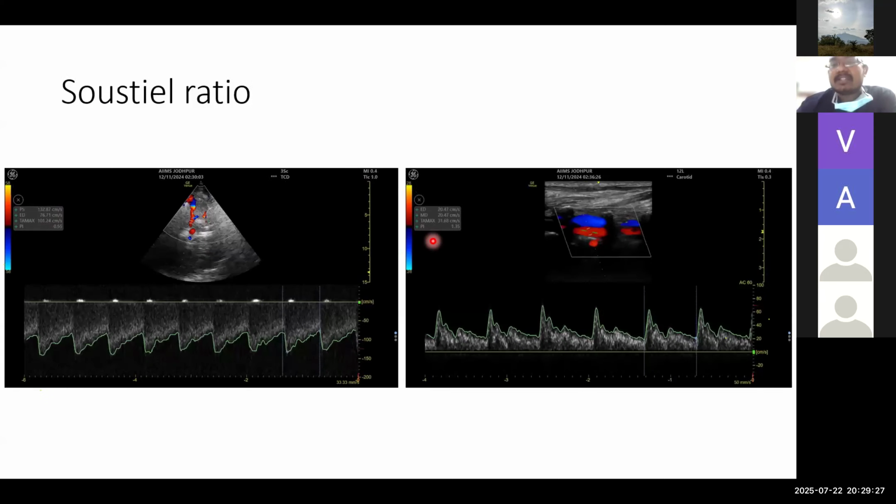And the Soustiel ratio. So Soustiel ratio, here you can see that I have insonated the transforaminal window, and I've insonated a basilar artery. The velocities are TMAX is 101. So as per velocity criteria, it goes into severe, but we need to look at the ratios.